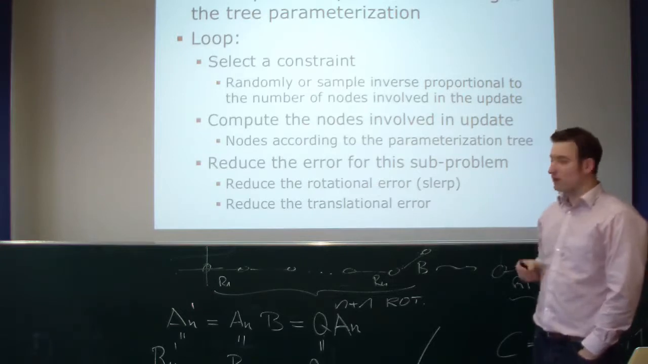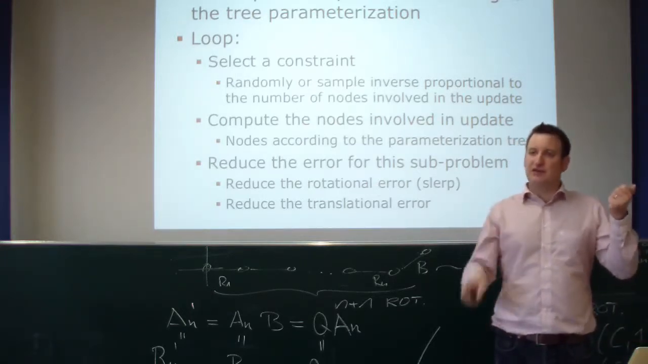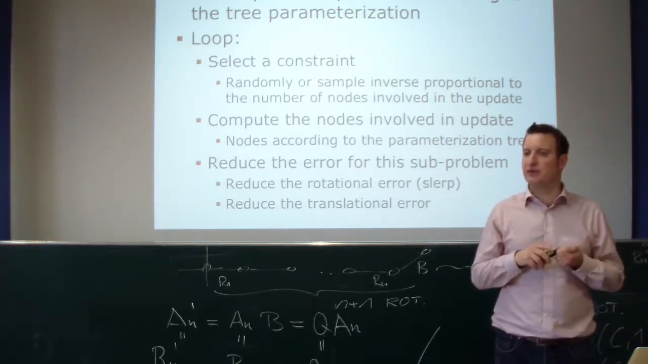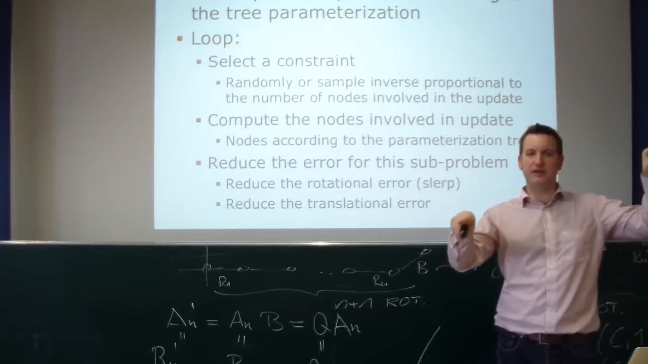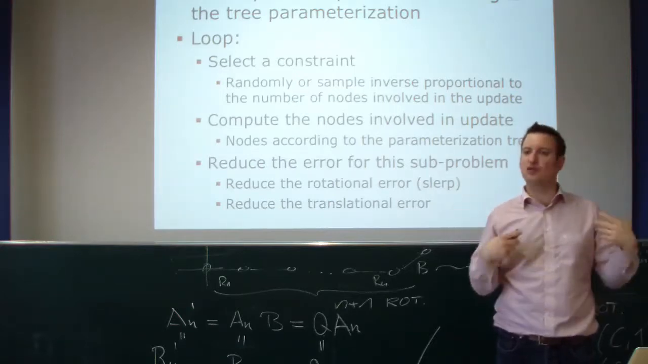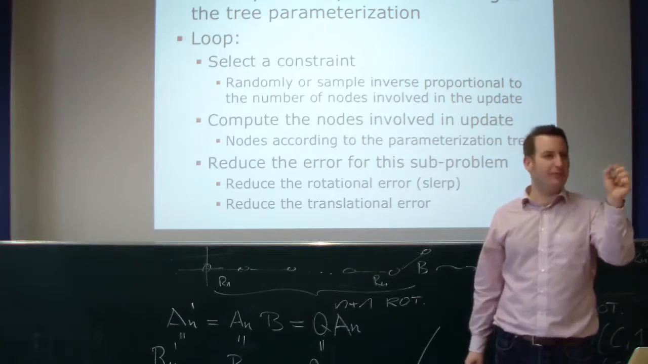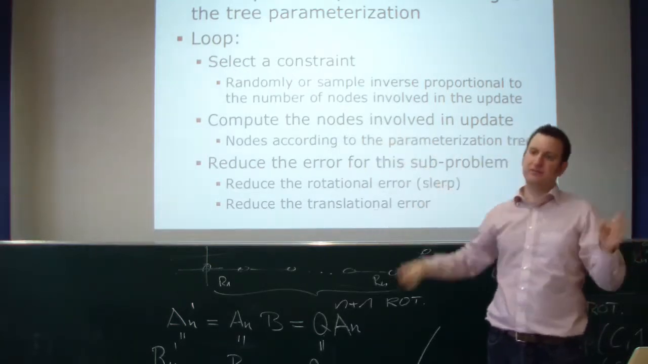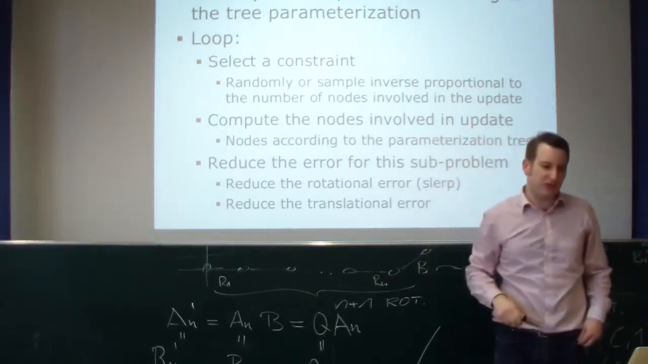And computing the nodes which are involved in the update, so if I have a constraint, which nodes should I update? That's something which, as I said, is given by the structure of the tree, and you can easily pre-compute it, because you just need to compute the path in the tree from one node to the other node. This gives you the nodes which are involved in the update. So this is something you do once, and then you have kind of a lookup table and say, to update this constraint I need to update nodes 1, 2, 5, 10, 15, and then you just update them. This is something you do as a pre-processing step.